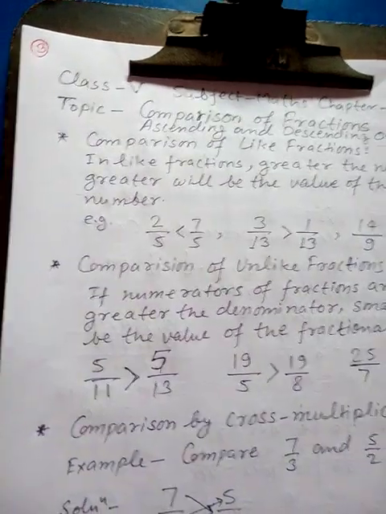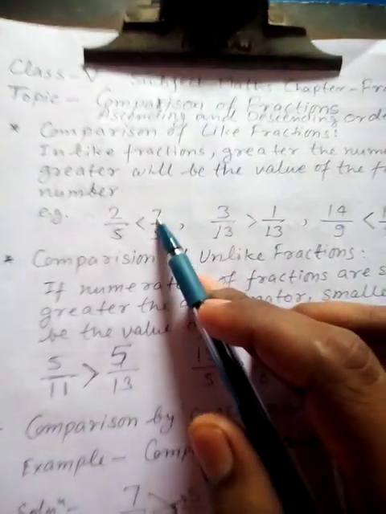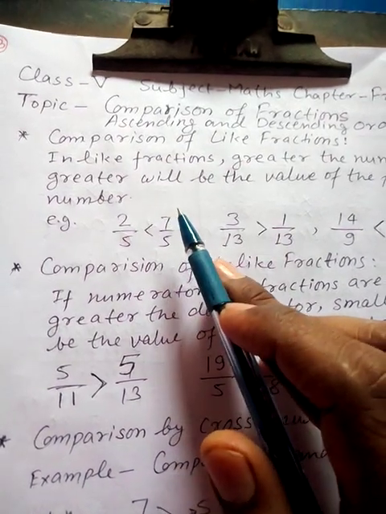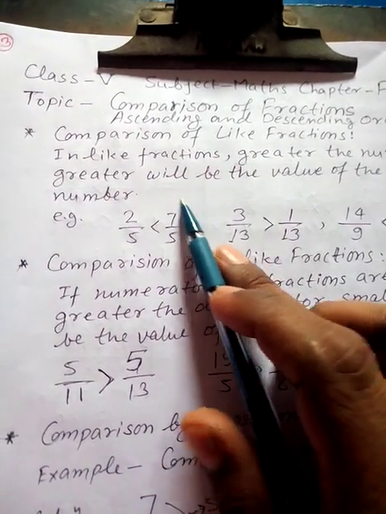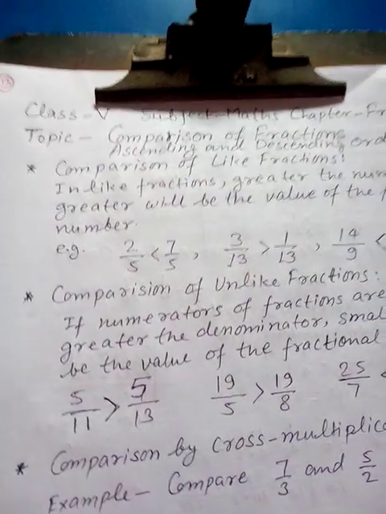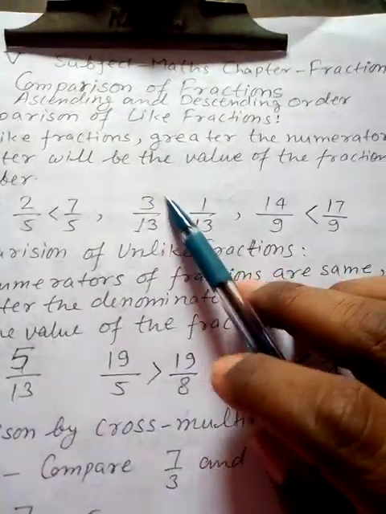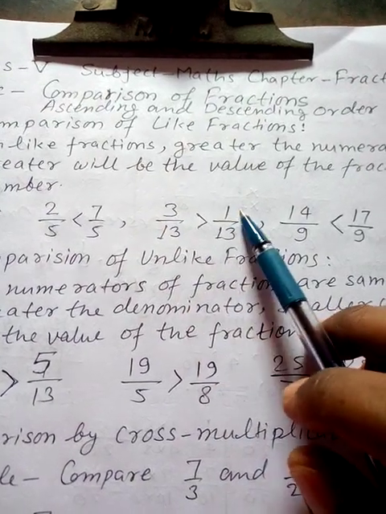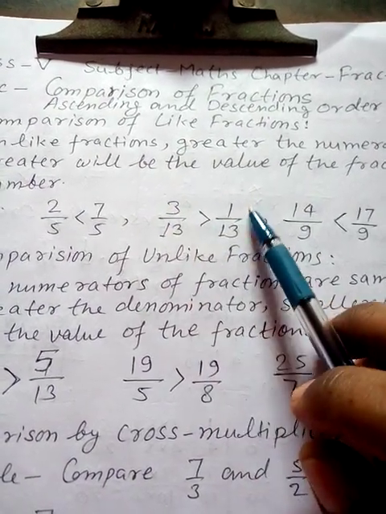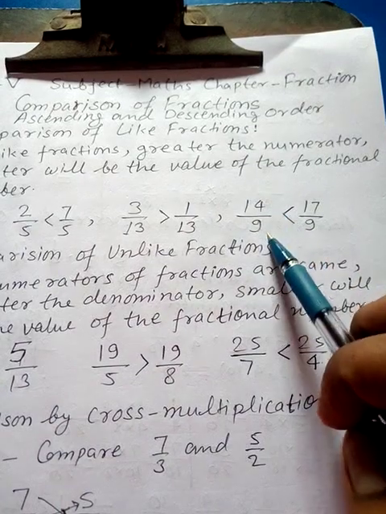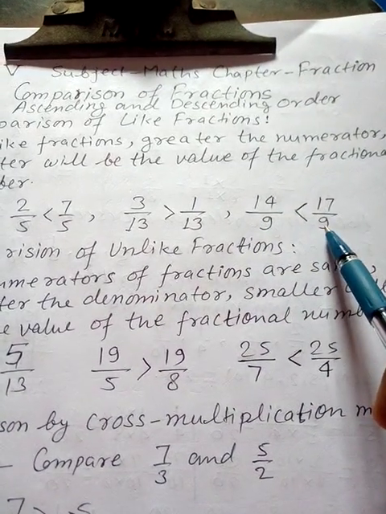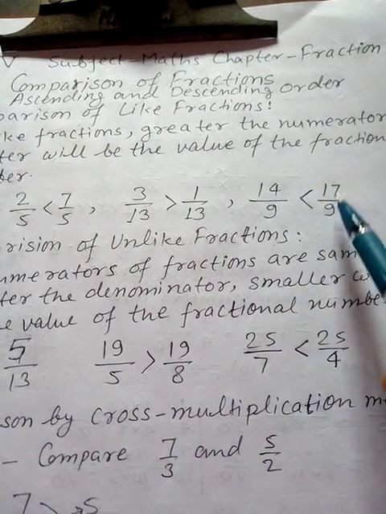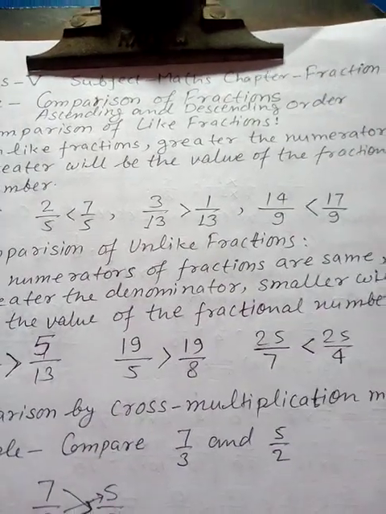This is very simple. You just check the numerator. If denominators are same, you just check the numerator, which is greater, then the whole fraction is greater. Now you can see 3 by 13 and 1 by 13. 3 by 13 is greater than 1 by 13 because 3 is greater than 1. 14 by 9 and 17 by 9. 9 is same, so 17 is greater, so 17 by 9 is greater than 14 by 9.